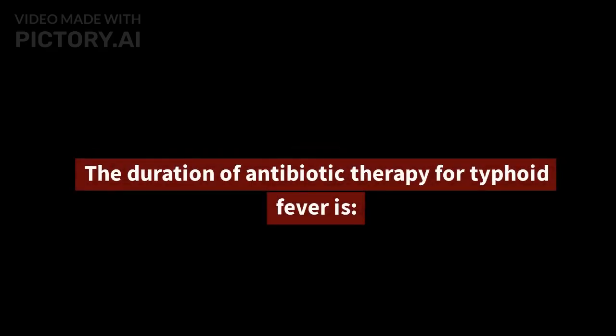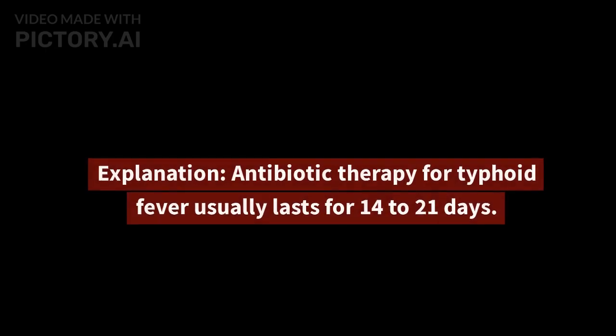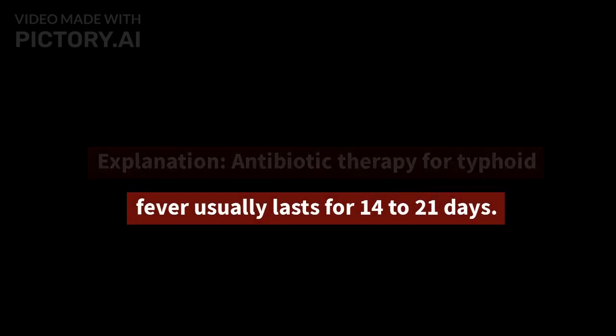13. The duration of antibiotic therapy for typhoid fever is A. 3 to 5 days, B. 7 to 10 days, C. 14 to 21 days, D. 28 to 30 days. Answer: C. Explanation: antibiotic therapy for typhoid fever usually lasts for 14 to 21 days.